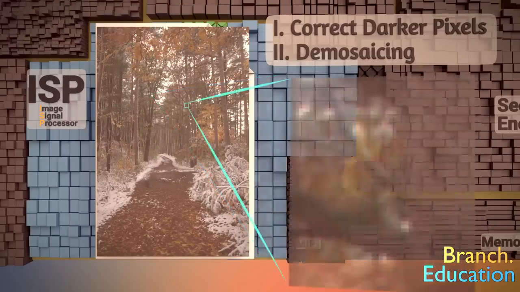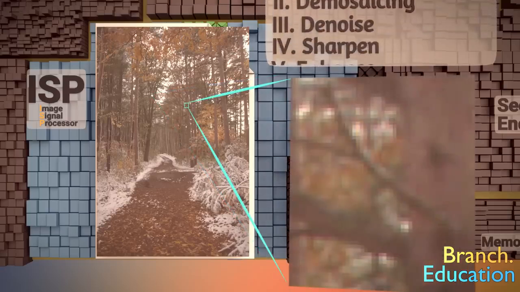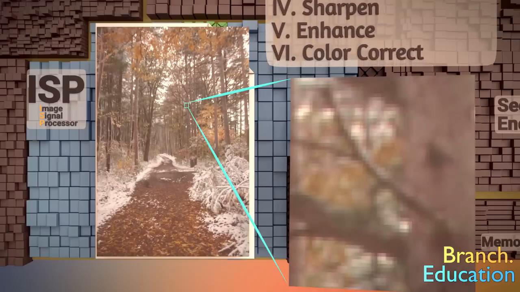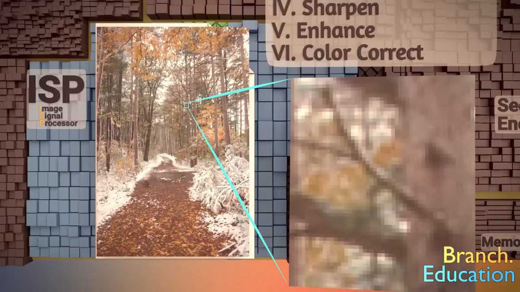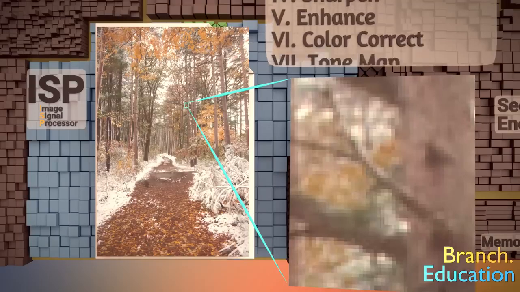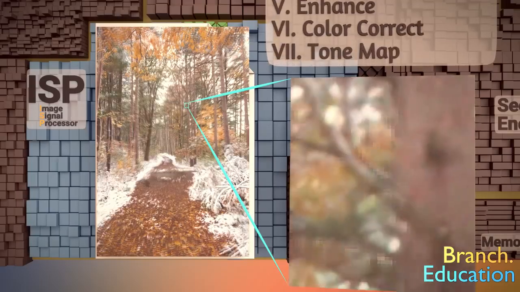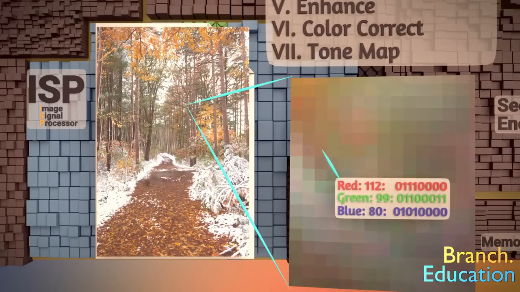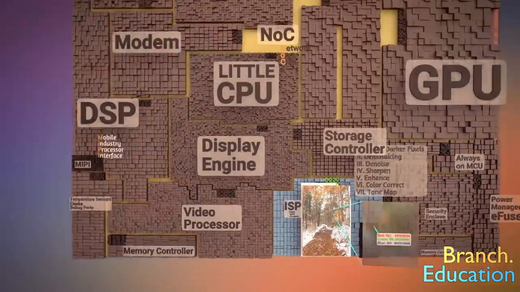Next, the image signal processor denoises, sharpens, enhances the image, and color corrects it, because the red, green, and blue filters on the camera don't directly match the hue of the red, green, and blue pixels in the display. And finally, the image signal processor tone maps the image. After all this, we have a picture with 12 million pixels, each with an 8-bit red, green, and blue value.